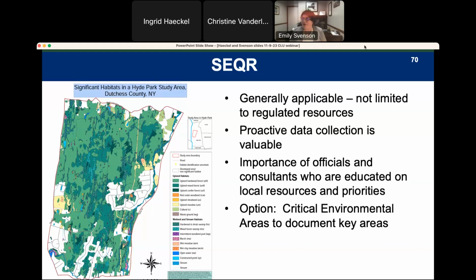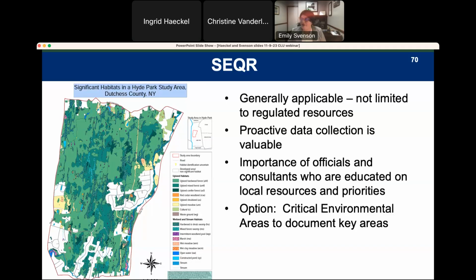The first thing I want to point out is that SEQR is not limited to regulated resources. So the question that SEQR is basically asking is, does this project pose the potential for any significant adverse environmental impacts? And that doesn't ask about significant impacts to regulated resources. It just asks whether there are any significant environmental impacts. So if there are streams or wetlands on a site that are not regulated, they're still part of your SEQR consideration.